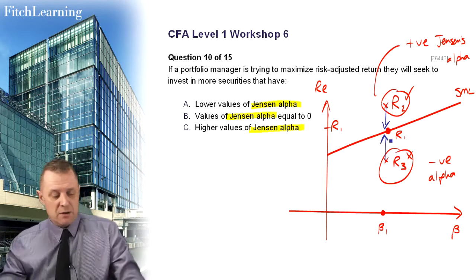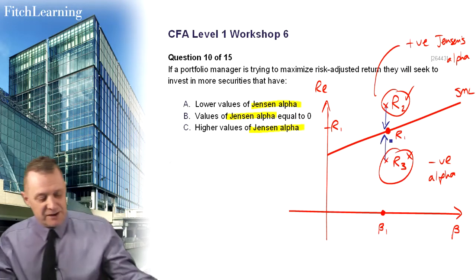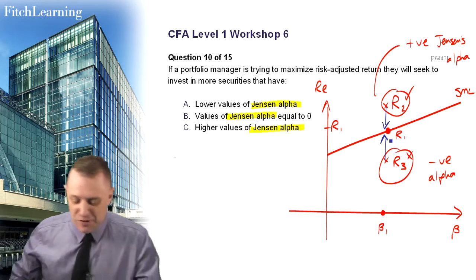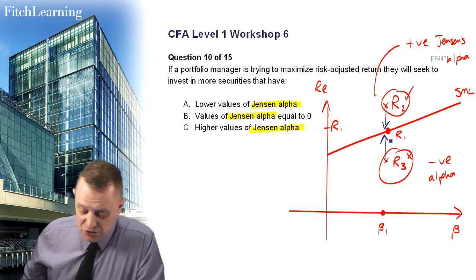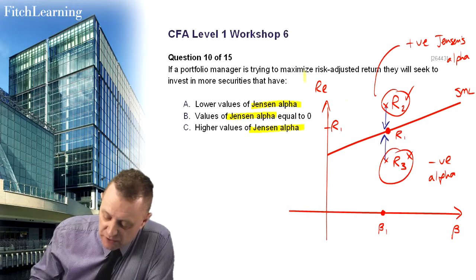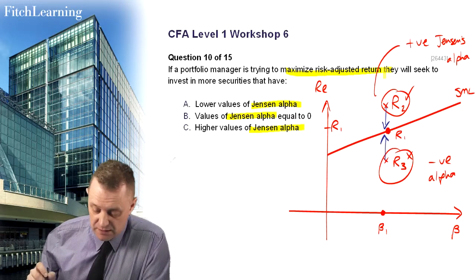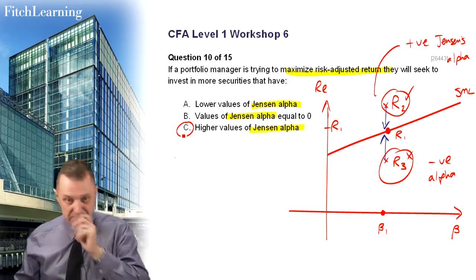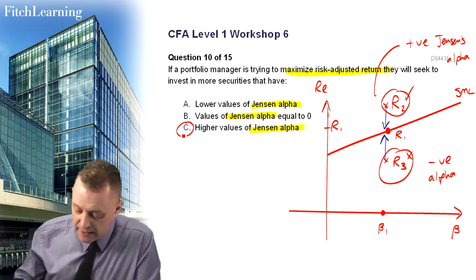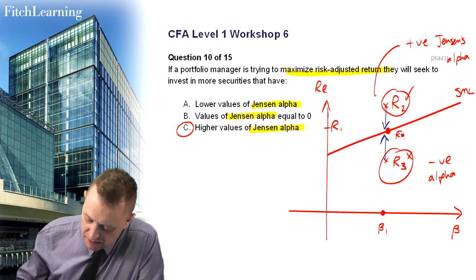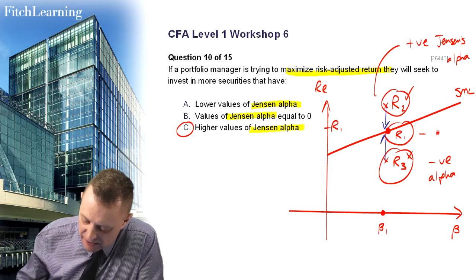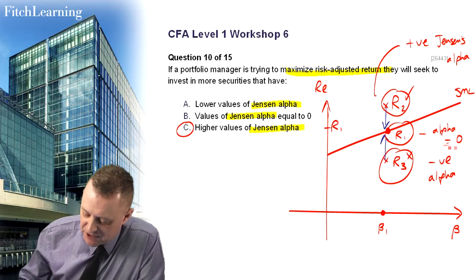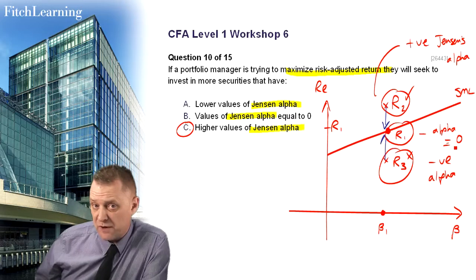Now, the question is actually saying, okay, that's all fine, but when you're trying to maximise your risk-adjusted return, what you're actually looking for is positive alpha. So what you want to do is have higher values of Jensen's alpha. Note, by the way, that this one here has got alpha equal to 0. So that's basically what option B in the question is referring to.